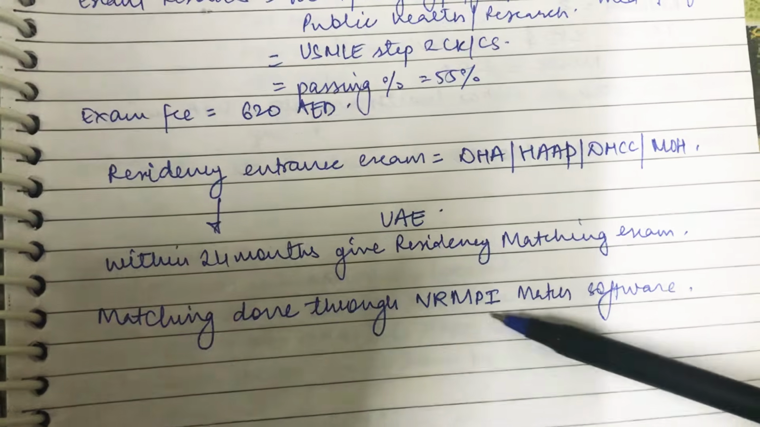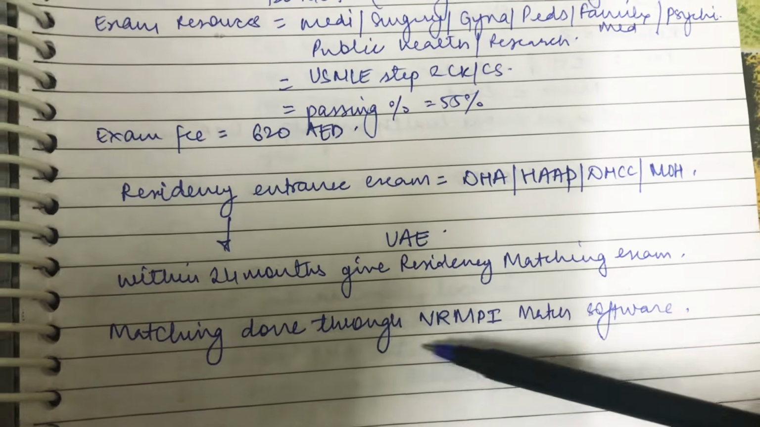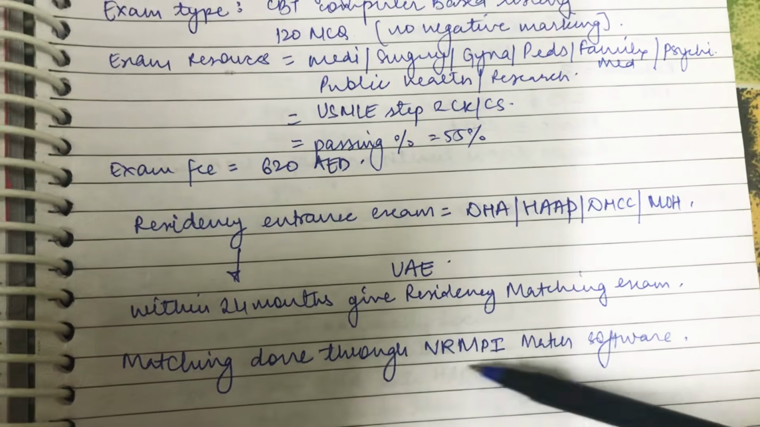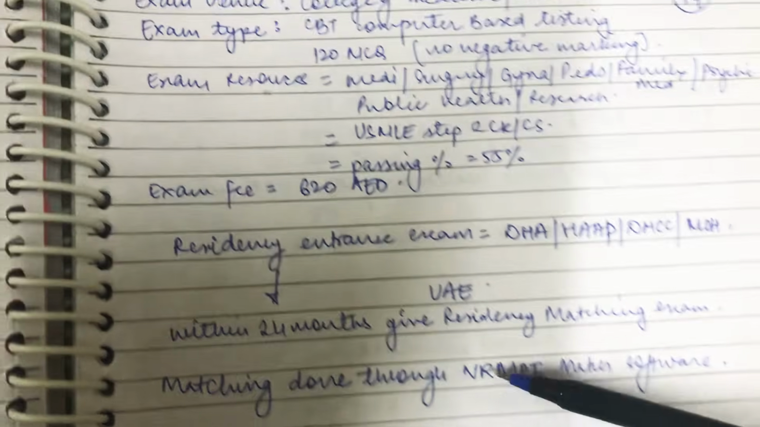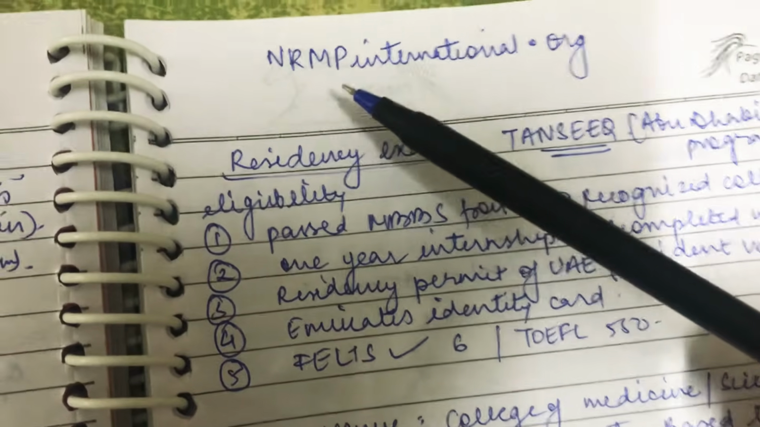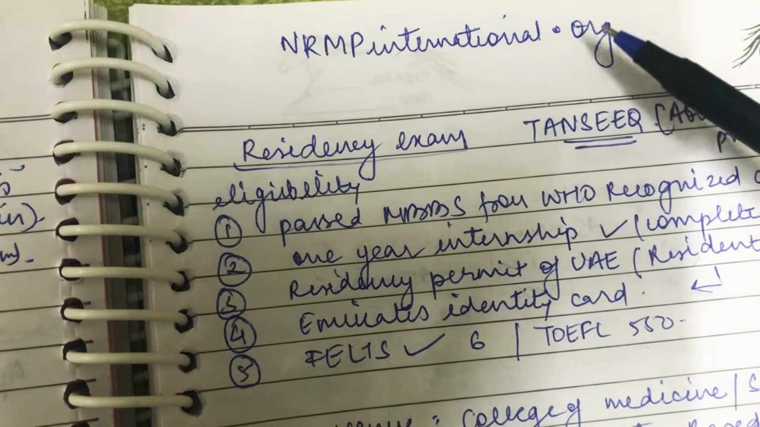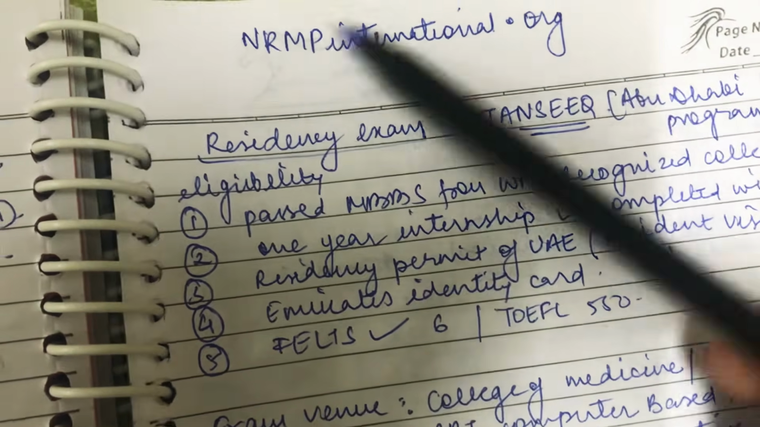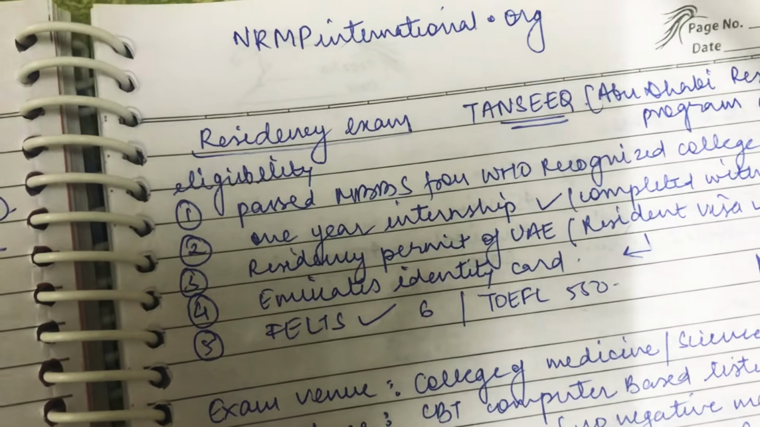And the matching is done through NRMP International match software, which is similar to the USMLE software. So the software which creates USMLE examination creates this examination, and you'll be matched on the basis of this program. Now if you have any other queries, you can go to this website nrmpinternational.org, and if you still have queries after visiting this website, please drop them down in the comment section below.